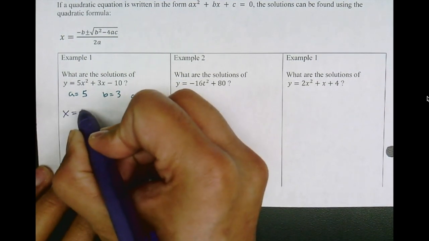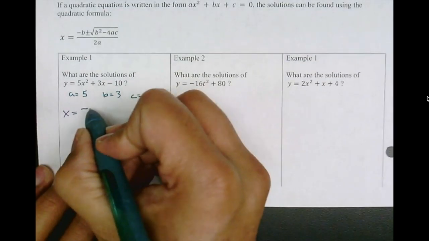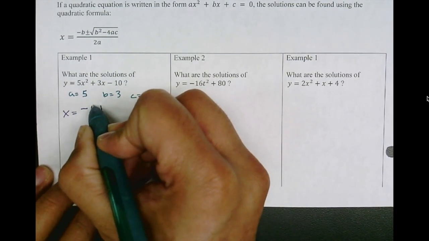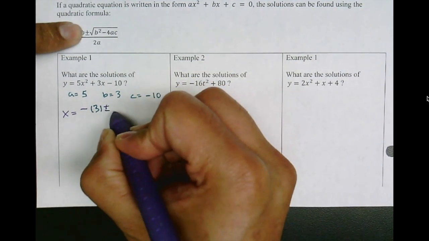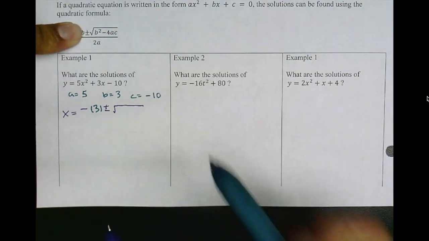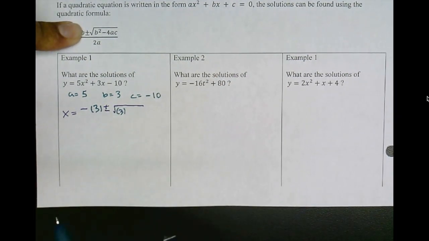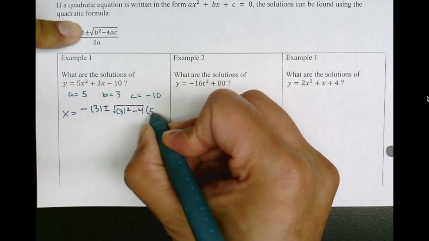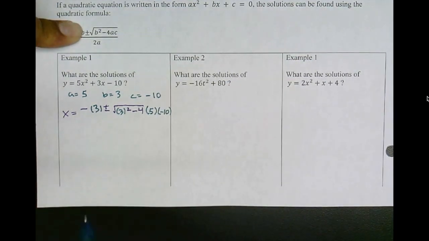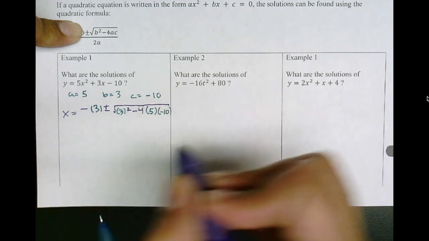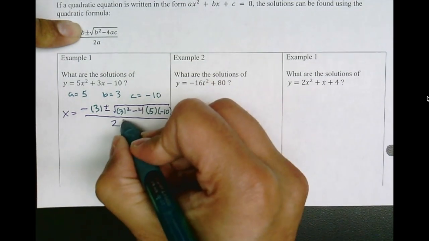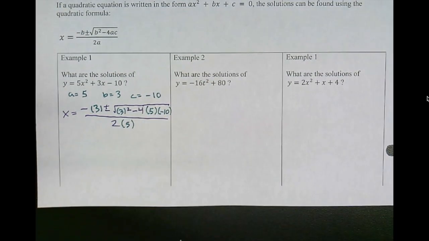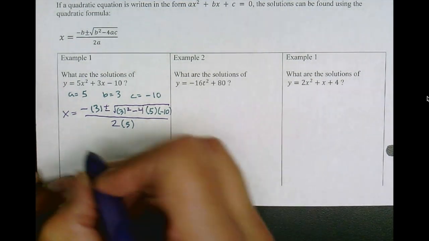So we have x is equal to negative b, and I always recommend you plug in numbers in parentheses to avoid making mistakes. So that's negative 3. We next have the plus or minus the square root of b squared, which again, plug in that 3 with parentheses, and that's squared, minus 4ac. A is 5 and c is negative 10. Extend your radical to cover that whole thing, and it's all divided by 2 times a, which here is a 5.